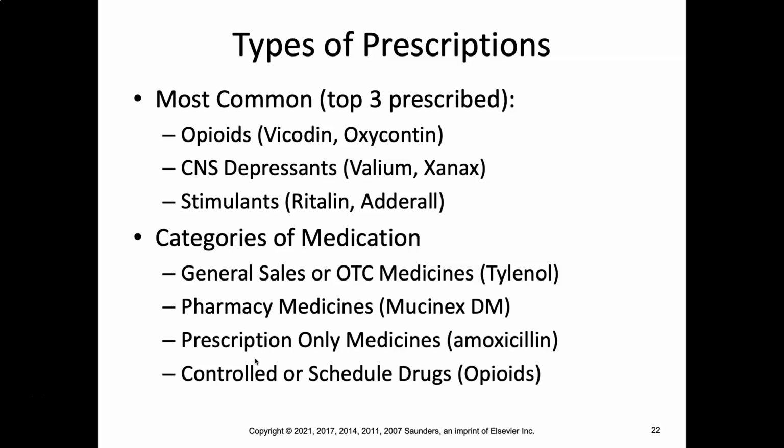Categories of medication. Now, this is something I want to take a minute on, because this is something you really need to know. There are 4 categories of medications. There is what is called general sales, also known as over-the-counter medicines. Tylenol, Motrin, Advil, some allergy medicines like Benadryl. Those are all over-the-counter general sales. They don't require a prescription. You can walk into any store that sells those and buy them.